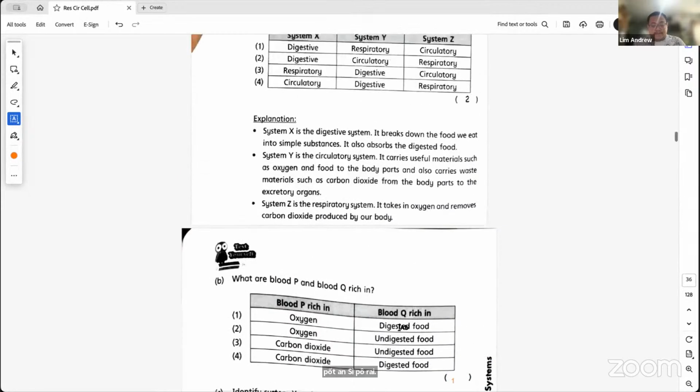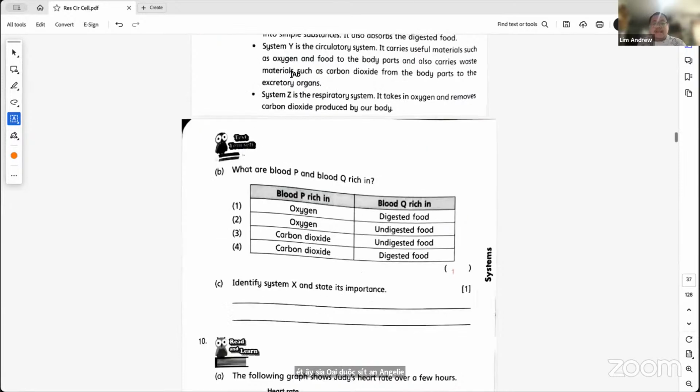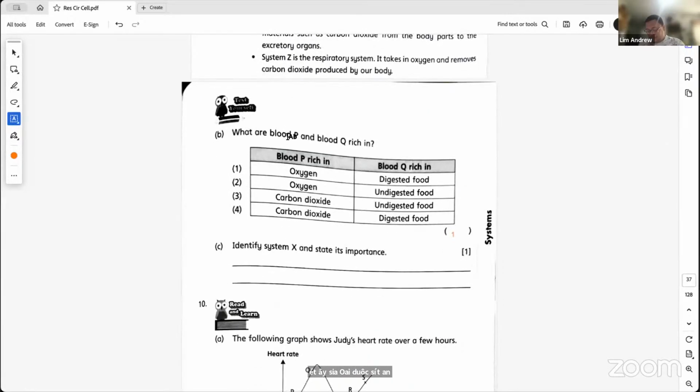So what is system X? System X is here. When you see the word food with an arrow down in our body, which system is linked with food? The answer is the digestive system. So why is the digestive system important?